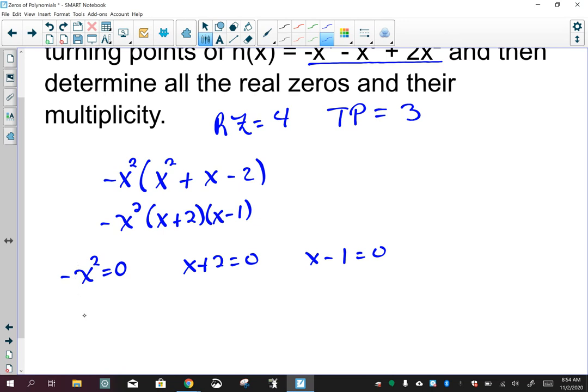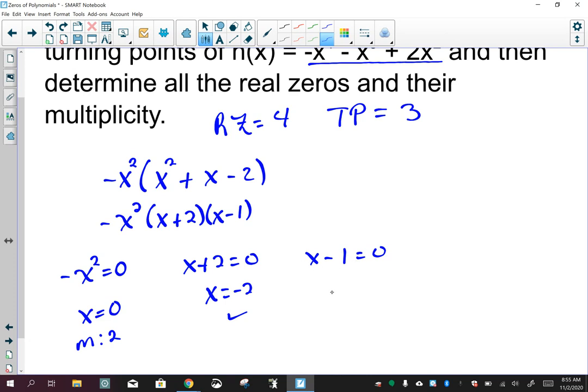So this is just simply x is going to be equal to 0. And I have that exponent, so I've got a multiplicity of 2. This is going to be x, and I'm going to move that 2 over. It's going to be equal to negative 2. And you notice that there is no extra exponent here, so that's just going to be that.